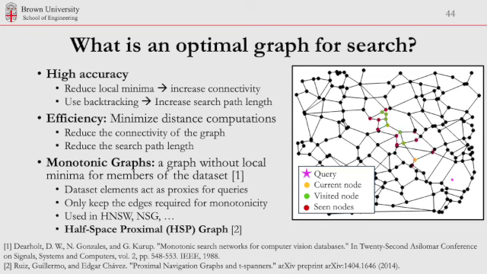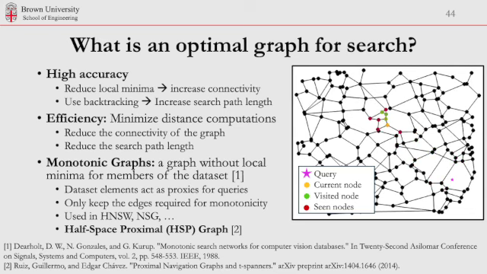But if we want efficiency with our search, we want to minimize the number of distance computations. So we'd want to reduce the connectivity of the graph, so we compute fewer distances on each iteration of search. And we want to reduce the length of the search path, so we compute fewer distances. So they're sort of opposites in terms of what we want to do. There's a trade-off between accuracy and efficiency.